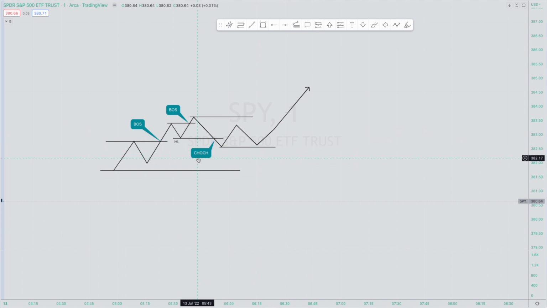So just because you have a change of character, you're not safe to assume that you're going to have a break of structure in trend continuation. The way I like to look at change of characters, it's just me personally. It's not a rule set, but it's the way I look at change of characters.